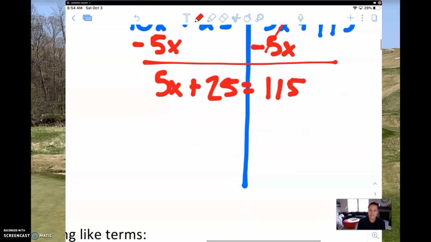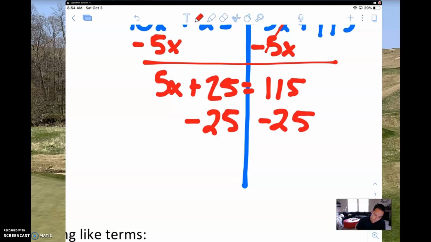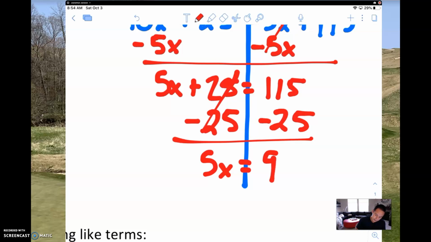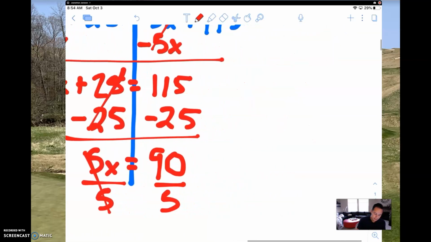To get rid of this plus 25, you have to do the opposite. So we're going to minus it. So subtract 25. Cancel the 25s, and now we're just left with a 5x equals 115 minus 25 gives you 90. And finally, to get rid of this 5, because the 5 is multiplying to the x, we have to divide it. We're doing the opposite. Divide by 5, and we get x equals 18.